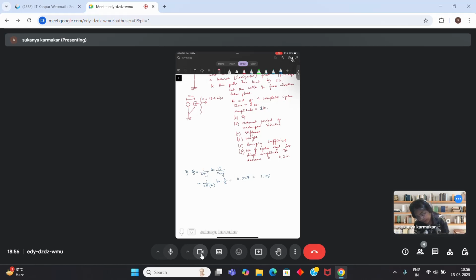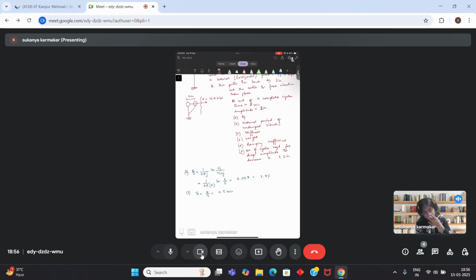Then how do I calculate the time period? TD is given, ma'am, 2 by 4. Yes, there is a relation between TD, TN, and zeta. How will I calculate TD? In 2 seconds it can complete 4 cycles, so TD is 0.5 seconds.